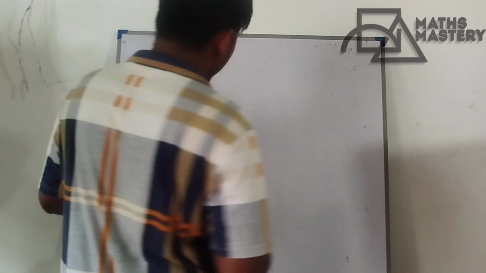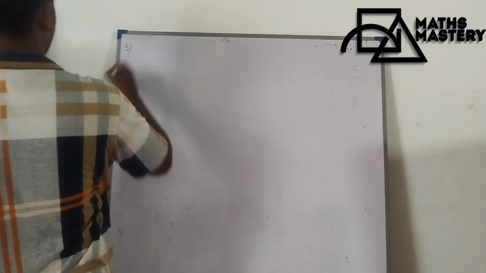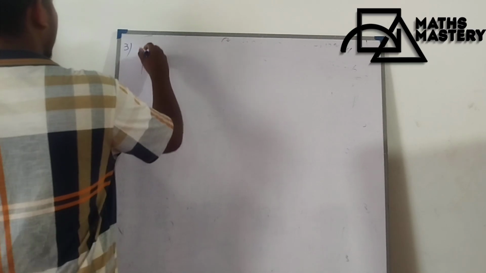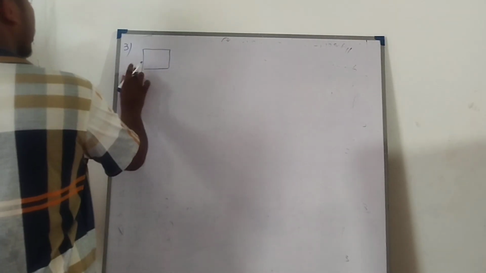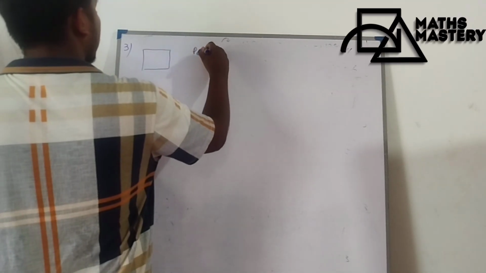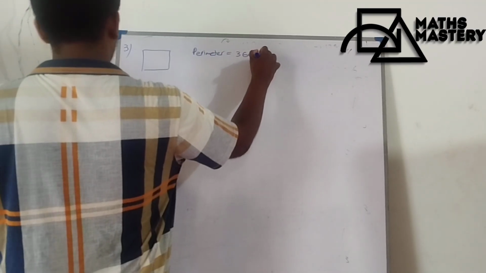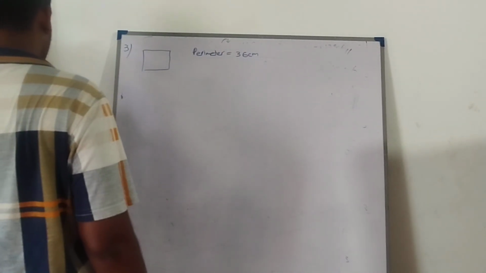Let's go to question number 3, students. The perimeter of a square is 36 centimeters. Find the length of a side of that square.